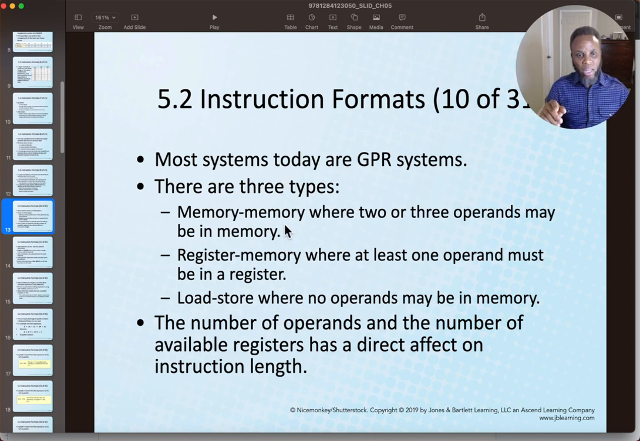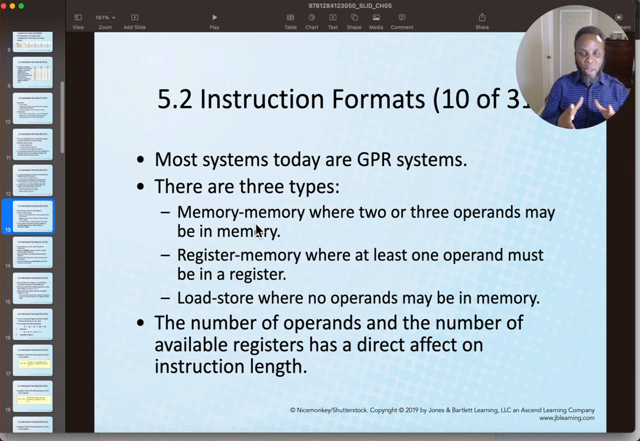Memory, where 2 or 3 operands may be in memory. Remember, an operand is the data. Again, if you go back to page 299, operands specify the register or memory location of data, while the opcode specifies the operation to be executed. Remember, this word is going to appear over and over again, so we have to be very clear as to what it is. An operand specifies a register or memory location of the data.